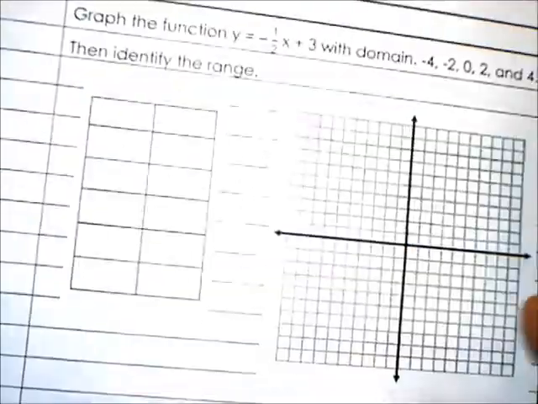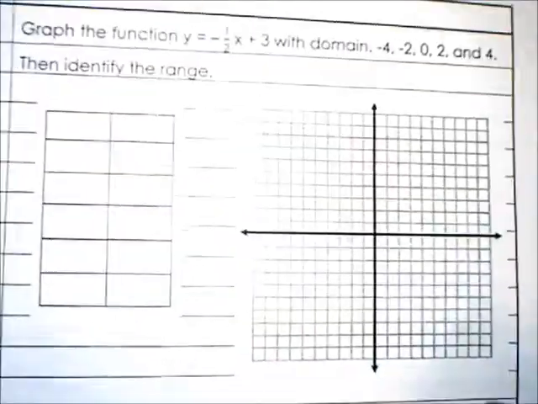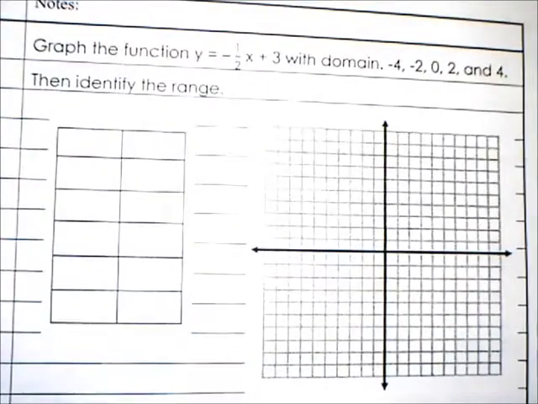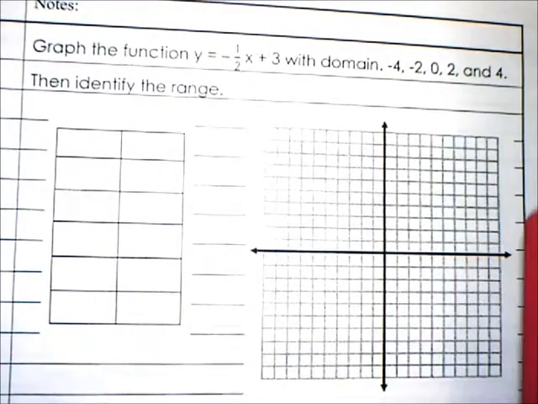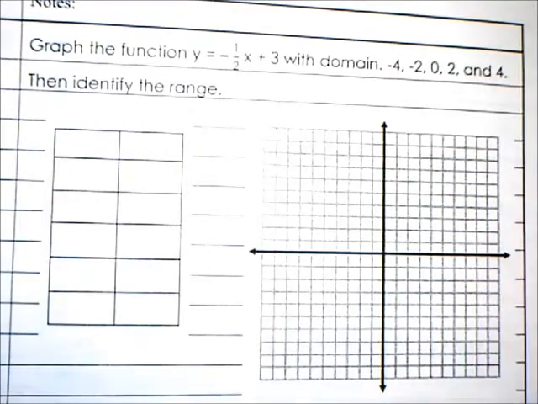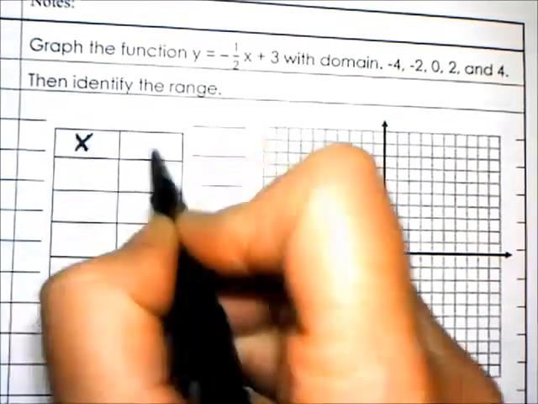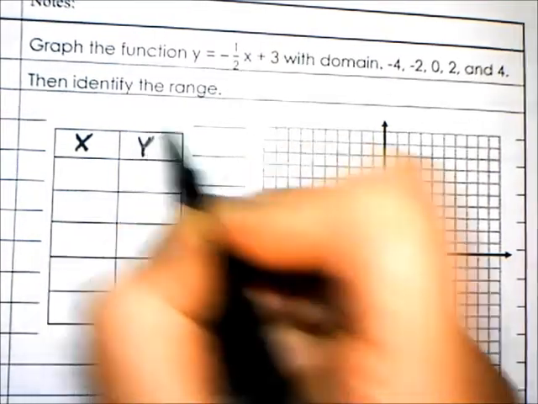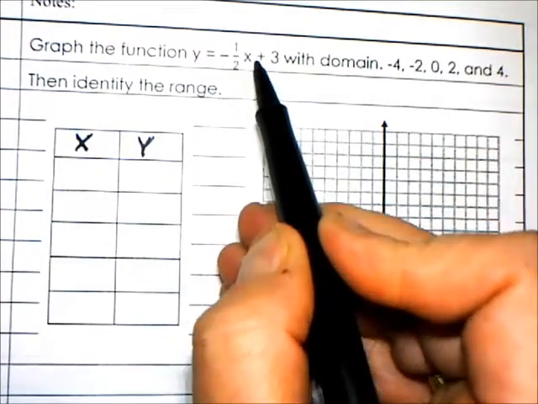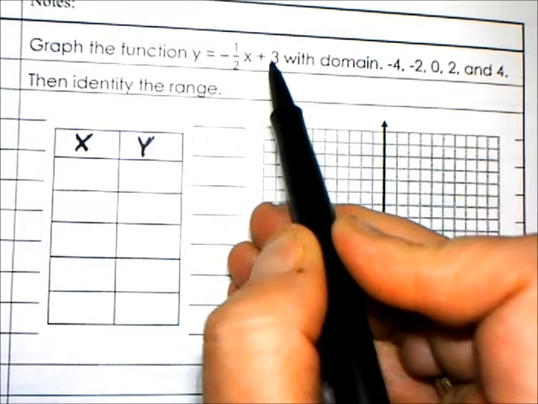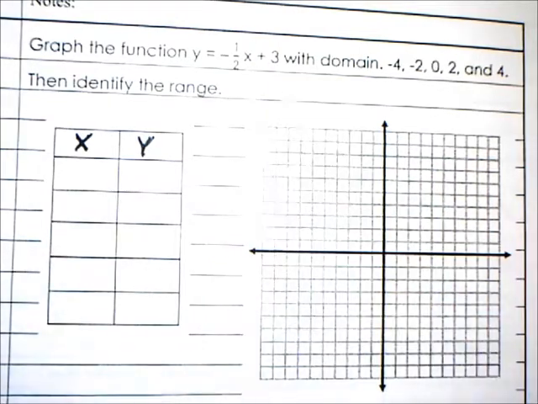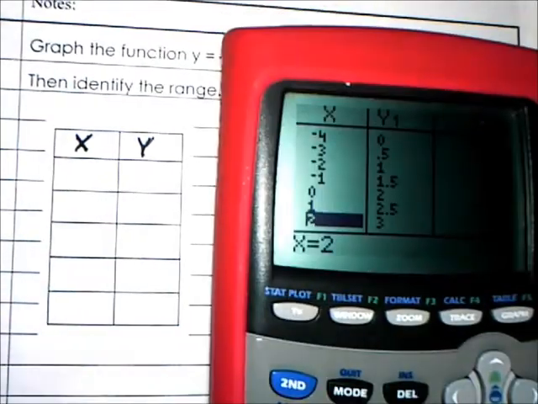On the back of your notes, I have one more example before I leave you with one to do on your own. And I'm going to go back to my chart. Remember your table, the first one will be your x, the second one will be your y. But this time I have -1/2 x plus 3. Alright, so where do I go first?